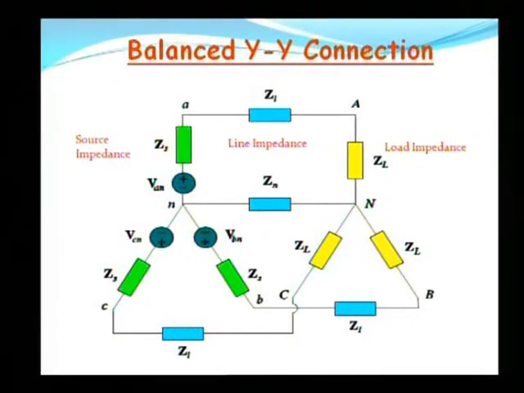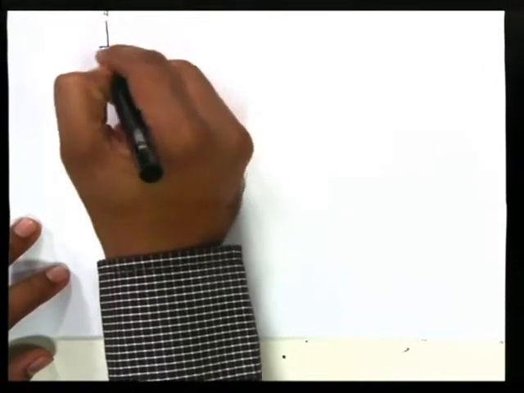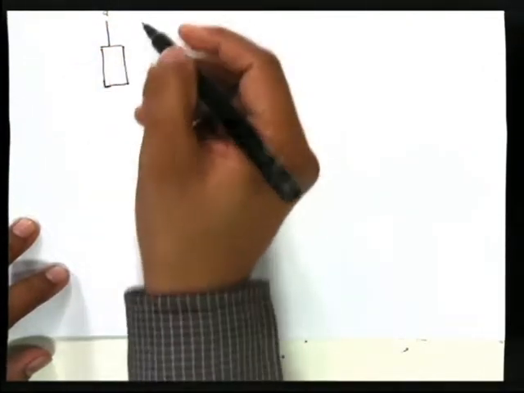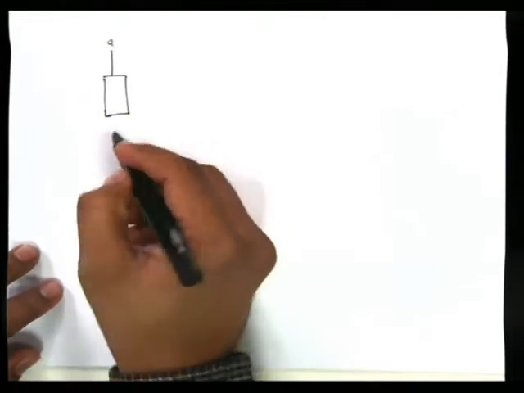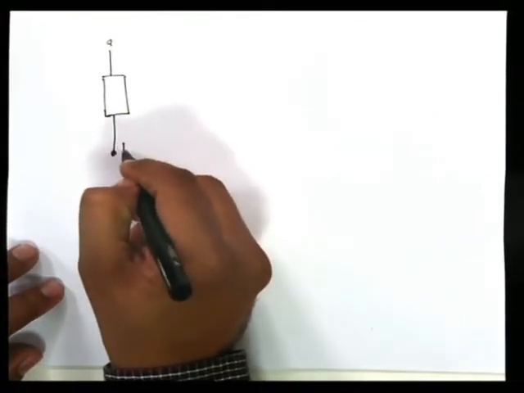See here, the first type, that is a balanced Y to Y connection, or you can say balanced star to star connection. See the figure, you can see that the transmitter section and the receiver section, both sections form a Y shape. That's why it is called the Y connection. A, this is the first phase. Here is the neutral point.